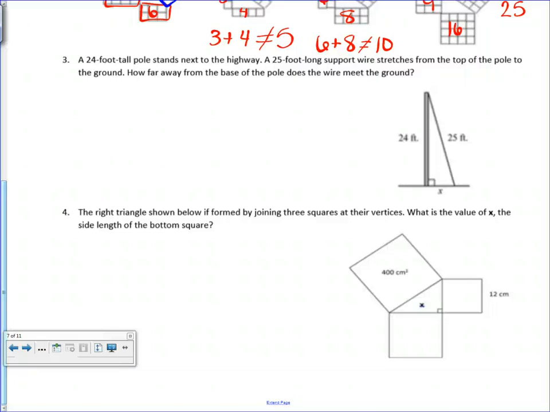Number 3. A 24-foot tall pole stands next to the highway. A 25-foot long support wire stretches from the top of the pole to the ground. How far away from the base of the pole does the wire meet the ground? So I'm looking for this part of my triangle here. That's one of the legs because it's part of the 90-degree angle.